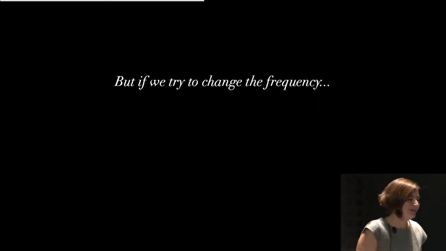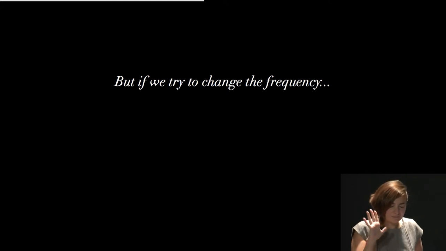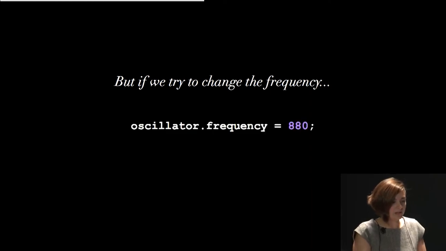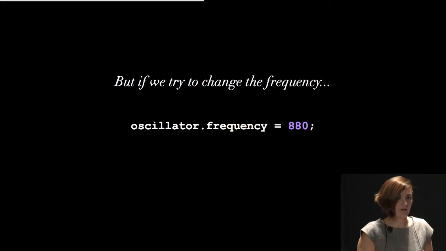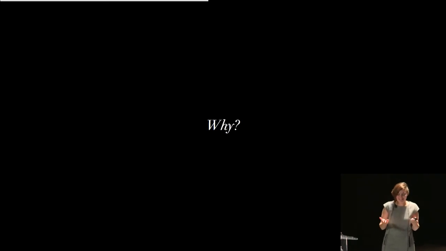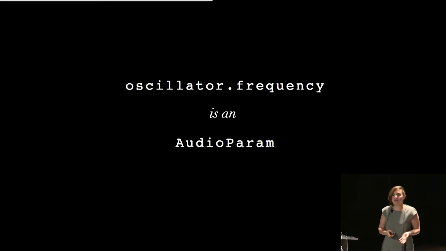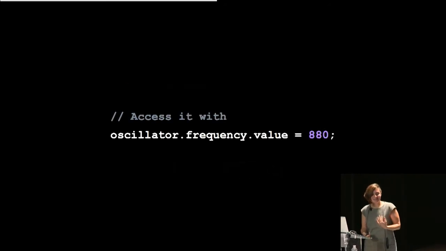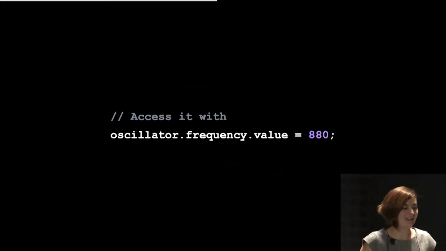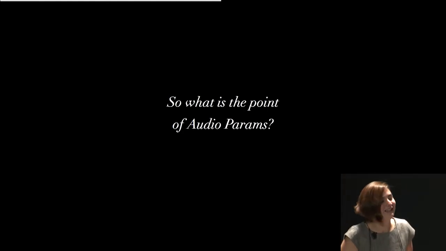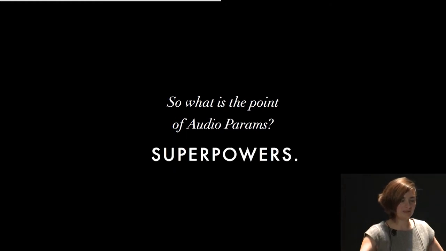But then we have another gotcha. Then you say, okay, that's okay. You change the texture of the sound, but I would like to play another note. So you say, okay, I'll just try to change the frequency and say oscillator.frequency = 880. Guess what? It doesn't work. And you will be like, why? Why are you doing this to me? And that's because this is an audio program, and audio programs are special. So you need to access it with frequency.value = 880. And you would be like, why? What's the point? Did you really need to do this? And yes, the point is superpowers.